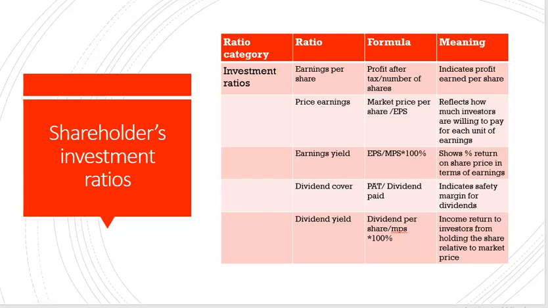Finally, dividend yield. Dividend yield basically looks at the proportion of dividends to our market price. So it's dividend per share over market price per share times 100. Or you can say total dividends over total market price times 100. Basically, it means the income returned to investors from holding the share relative to market price, by paying dividends. Because we are paying dividends to these shareholders, how much is the proportion of the dividends to the market price?